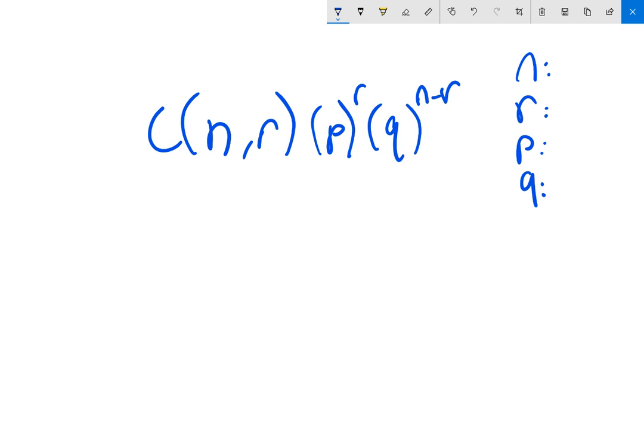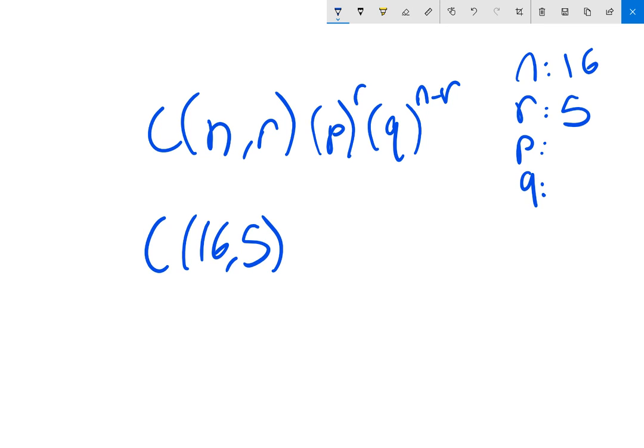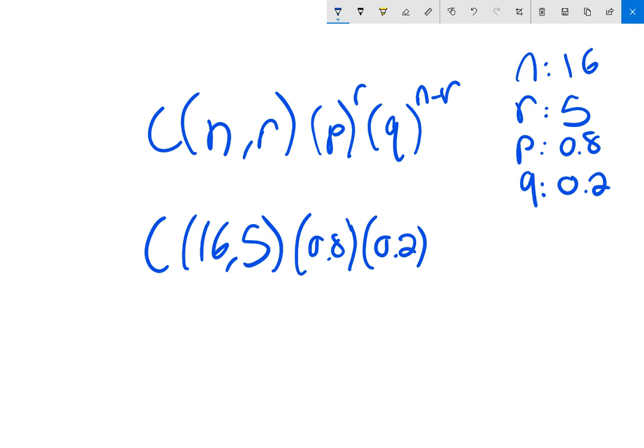We'll be all set. So n is the total number of trials or repetitions. In this case, we're going to do this trial 16 times, so n is 16. r is the number of successes that we're looking to find. I'm looking for 5 successes, so r is 5. p is the probability of success, which is 0.8, which means q, the probability of failure, is 0.2, because 0.8 plus 0.2 makes 1. So p is 0.8, q is 0.2.